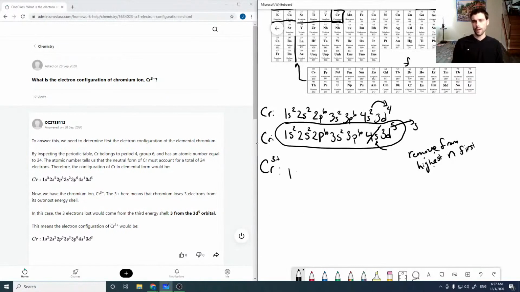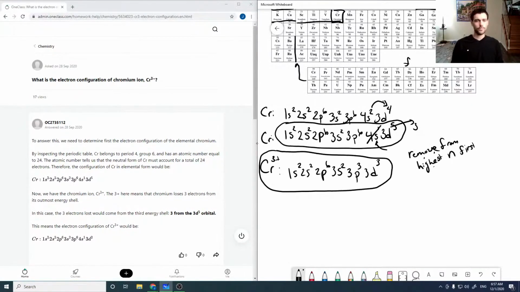So then we've got 1s2, 2s2, 2p6, 3s2, 3p6, 3d3. And so then that is our electron configuration for chromium 3 plus.